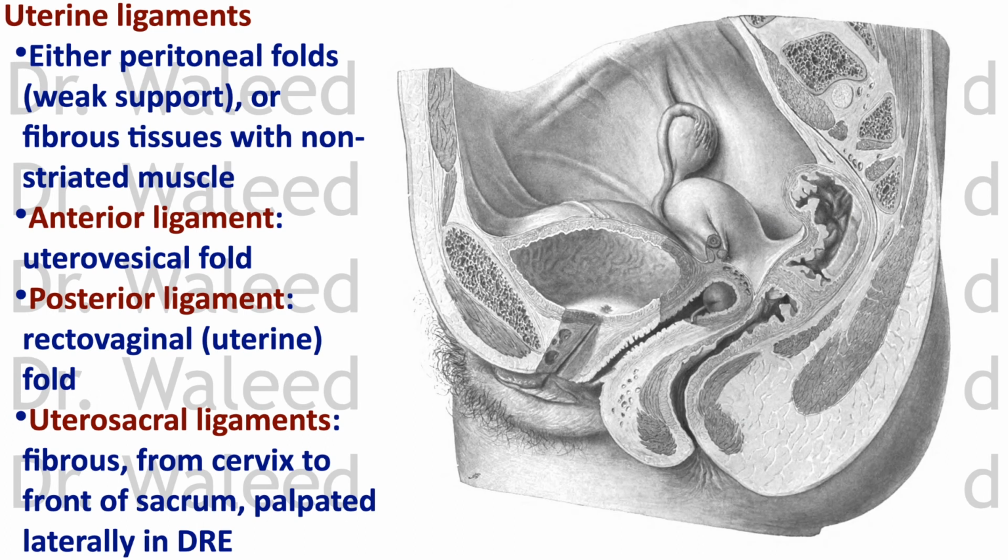The uterine ligaments: there are physical ligaments and there are only folds. The anterior ligament is the uterovesical fold. The posterior ligament is the rectovaginal fold. Uterosacral ligaments are folds that extend back to the sacrum, and they can be palpated laterally in digital rectal examination.